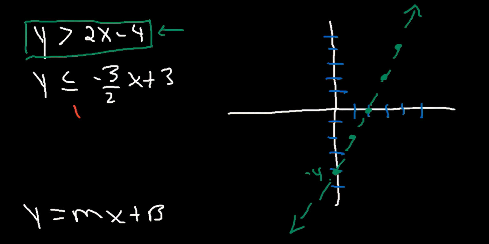Now for this one, this is going to be a solid line because it's less than or equal to -3 over 2x plus 3. But for this one, make sure you use a dash line.